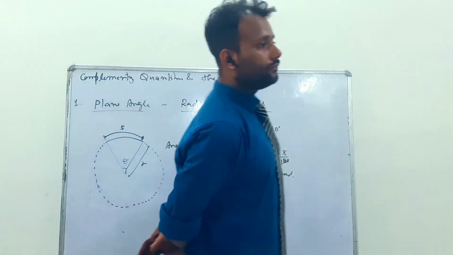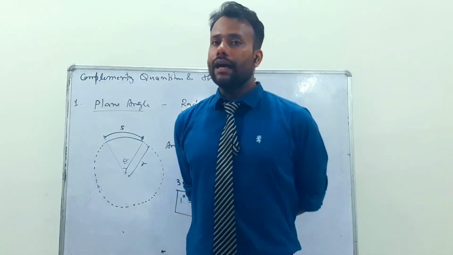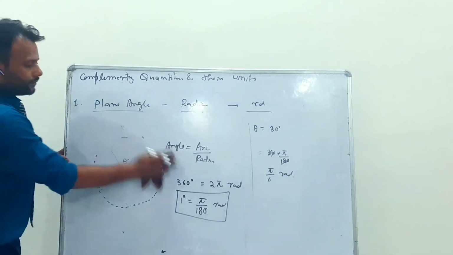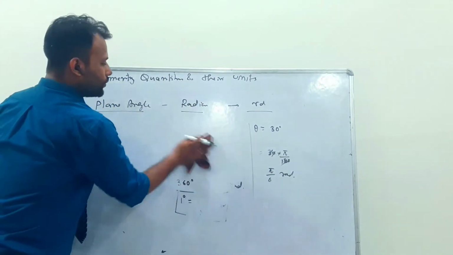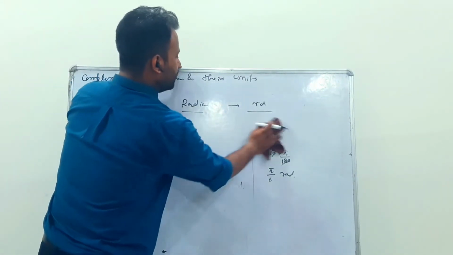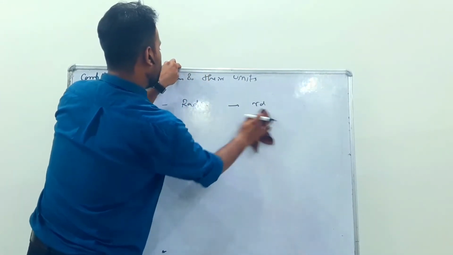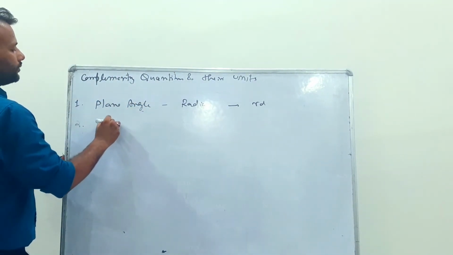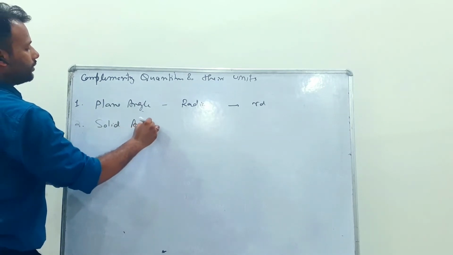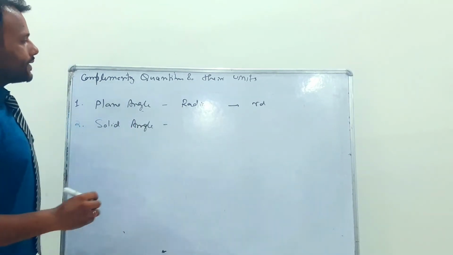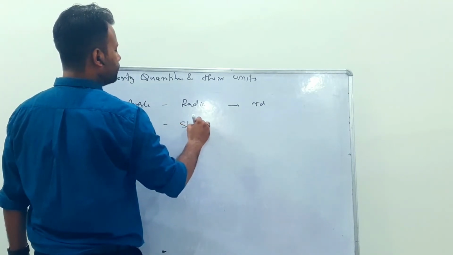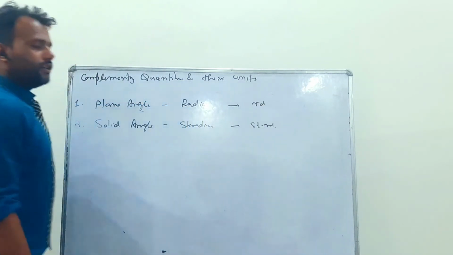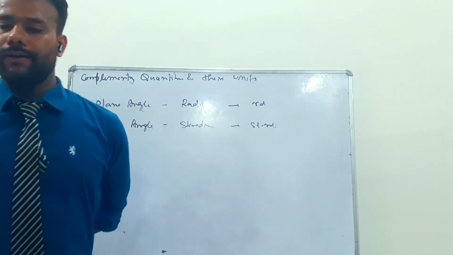The second is called solid angle. Now what is solid angle? Let's quickly understand it. So solid angle is the another, we must say, complementary quantity, solid angle, right? The unit is steradian and it is denoted by sr.